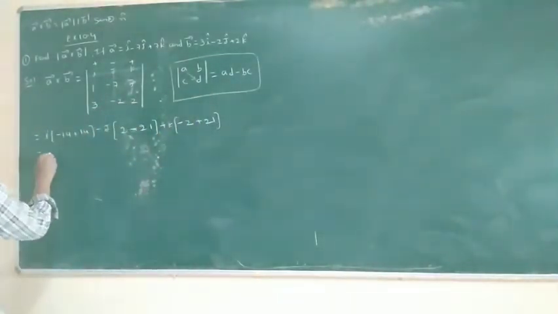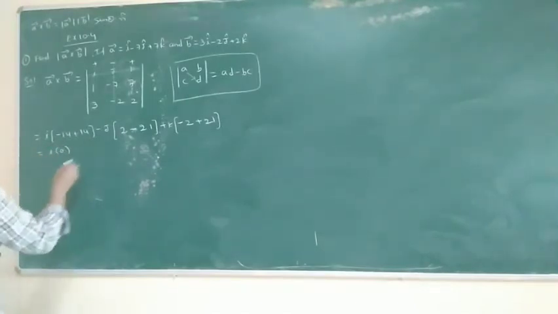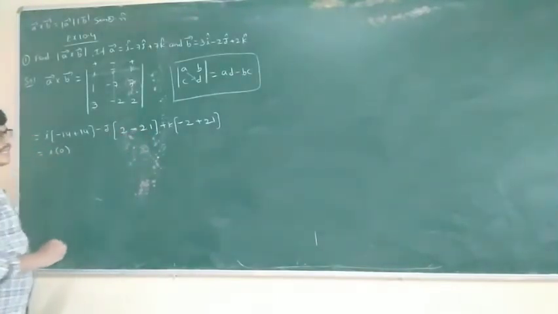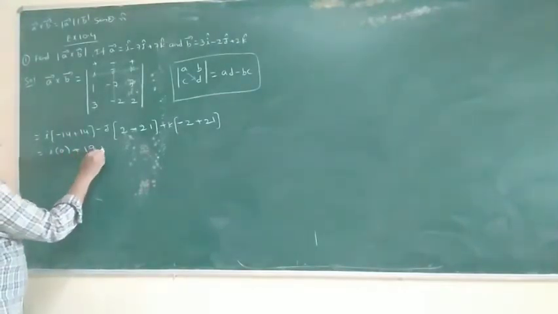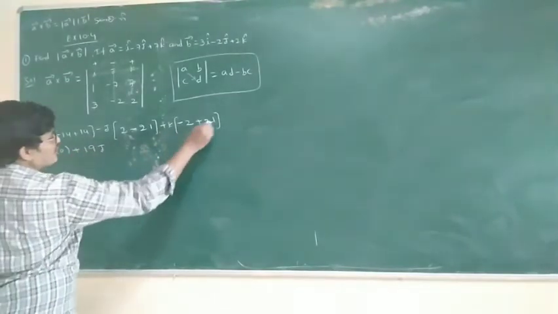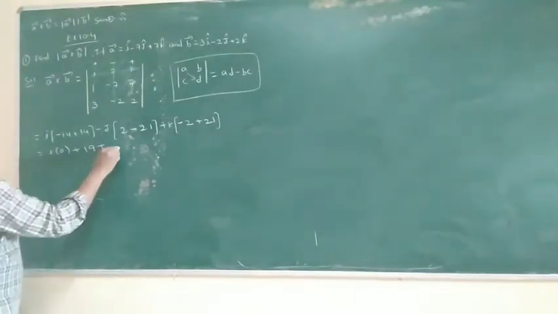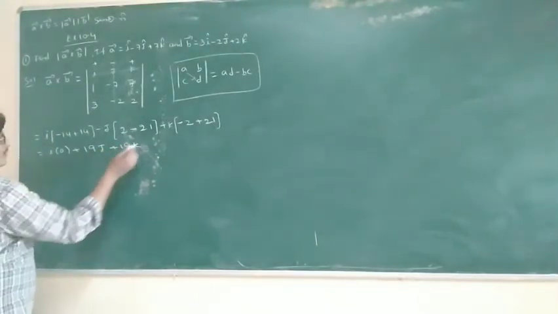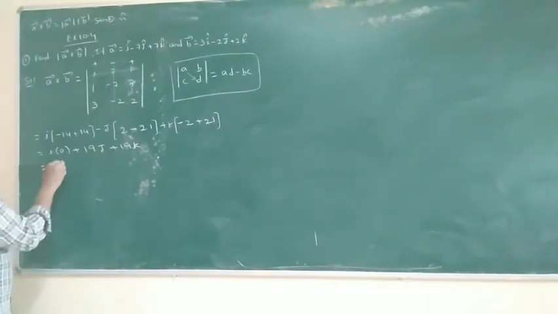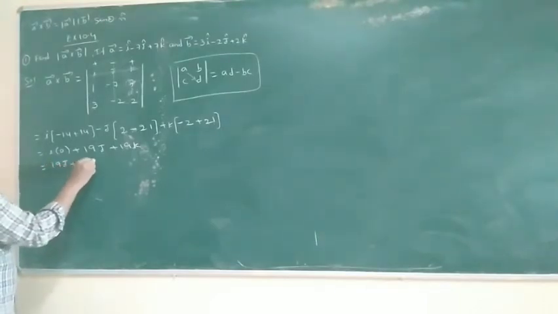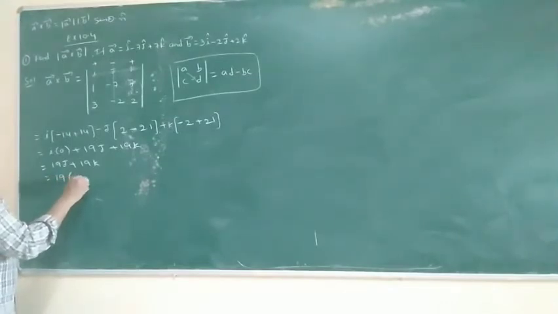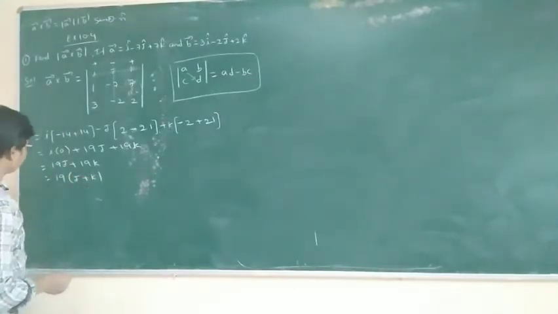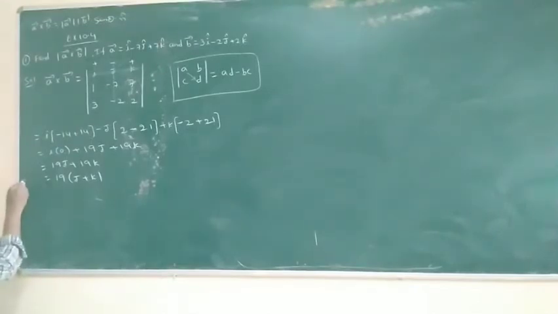So this is i into 0, minus 2 minus 21, minus 19. Minus of minus plus, plus 19j. Next, minus 2 plus 21, plus 19, plus 19k. So that is equal to 19j plus 19k, which is 19 into j plus k. So this is A bar cross B bar.